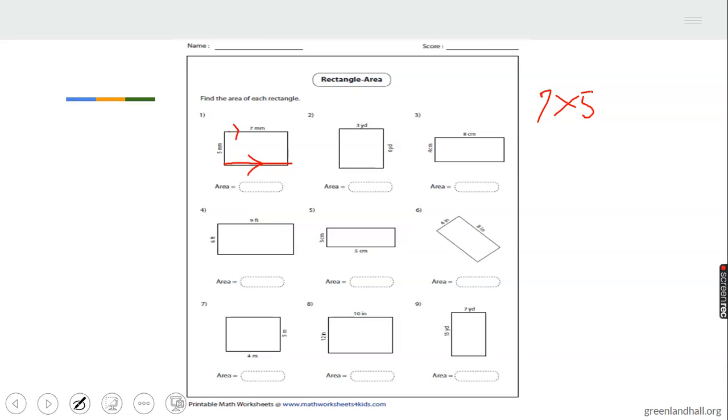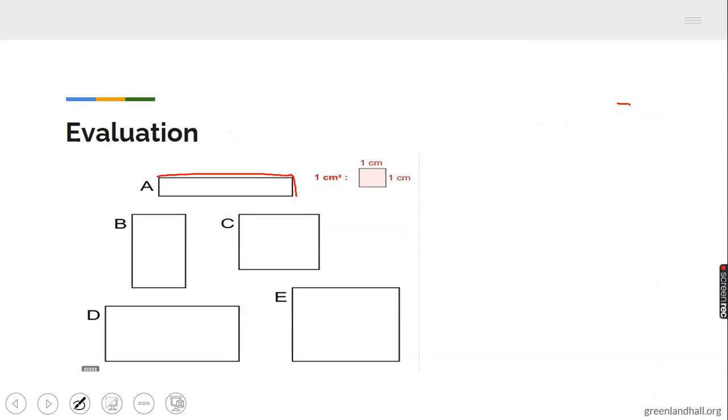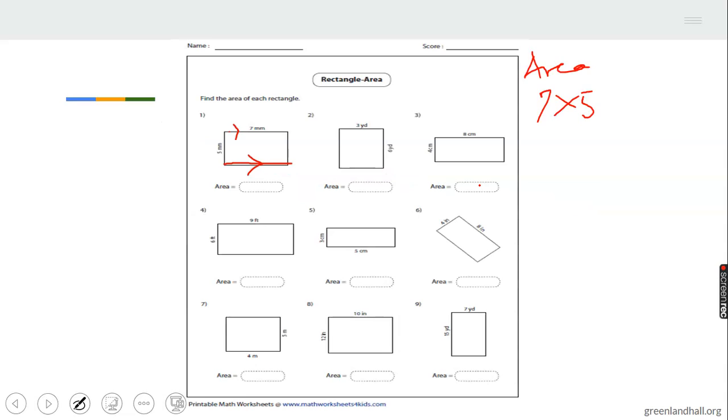So how do we get the area? Area will be what? 7 millimeter times 5 millimeter. Can you tell me 7 times 5 is what? Okay, that's 35 millimeter squared. I told you always put your square. Anytime we are calculating area, we put square. Is that taken? Because it is squared, so we put square there.